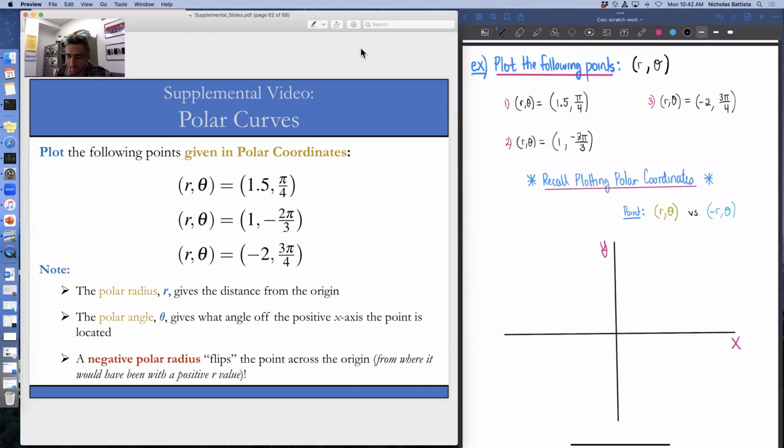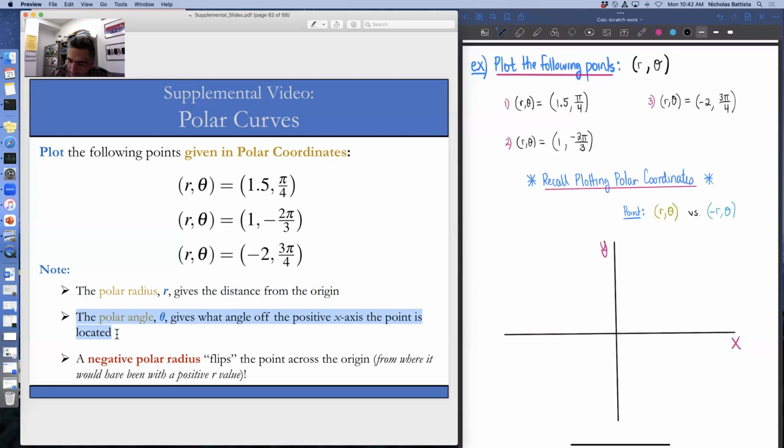So the way in which we think about polar coordinates is we're given a distance r, the polar radius, and that tells us how far we are from the origin. So r basically tells us a distance straight from the origin that a point could be located. Now, to contrast that, what theta represents is a polar angle. Basically, what that tells us is the angle off of the x-axis in which that point could be located.